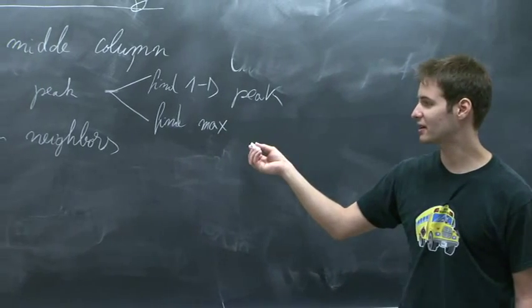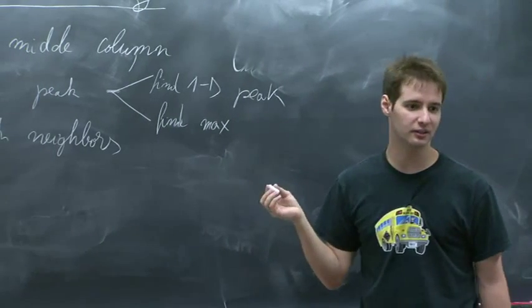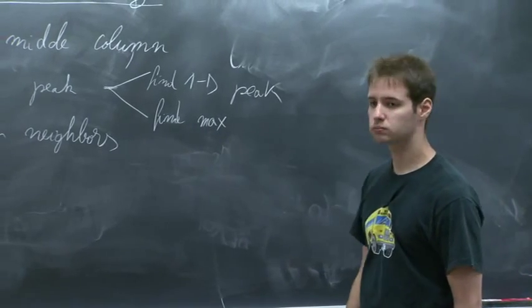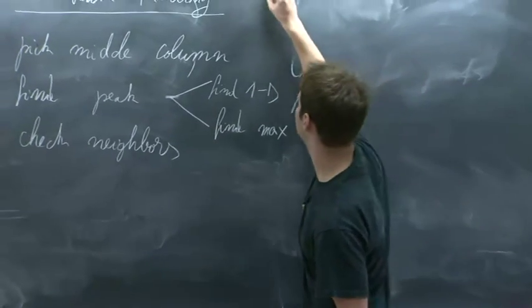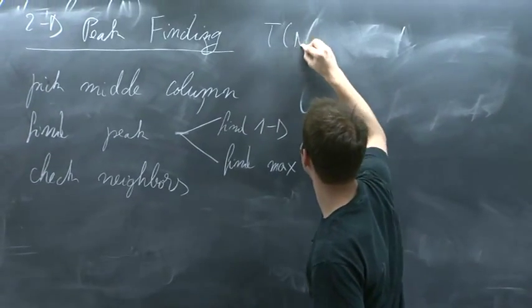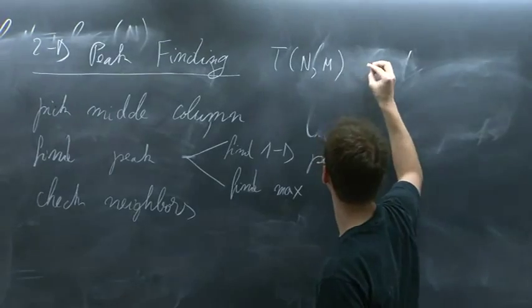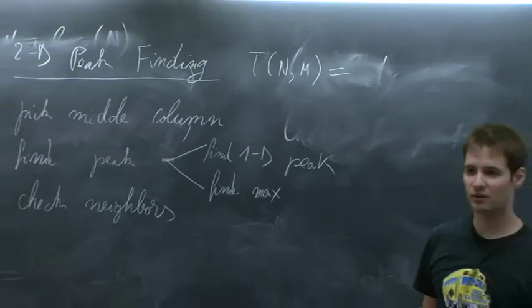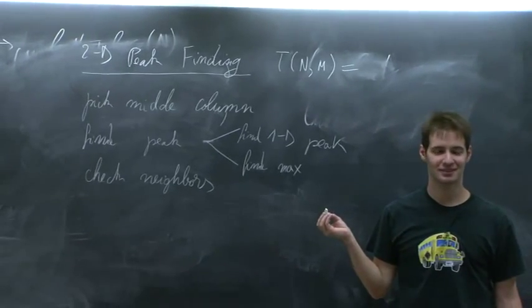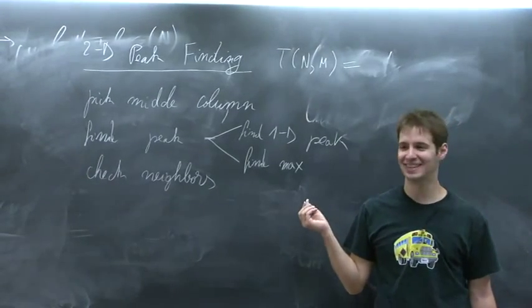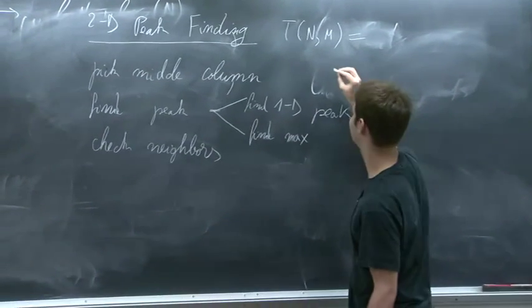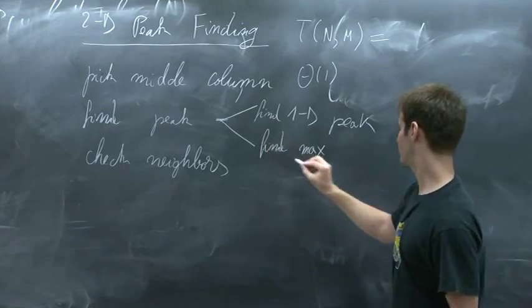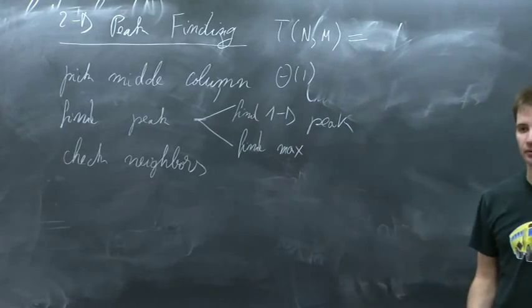Okay, and this is correct. And let's look at its running time. Does anyone want to help me? So this is T of N, M, right? N rows and M columns. So what's the running time for the first step? Come on, this is the easy one. Yes? It's a constant, perfect. Okay. What's the running time for finding a maximum out of n numbers?